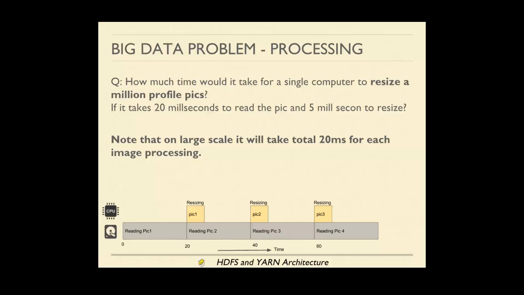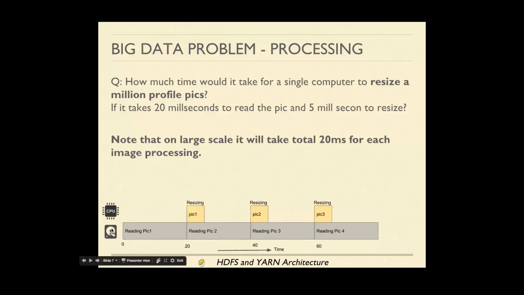Okay, let me explain once more. To resize the pic, we have to do two things. One, first we have to read the data into memory so that our processor can process it, right? And the second is the processor needs to process it, resize it. Reading from the disk consumes this hardware.